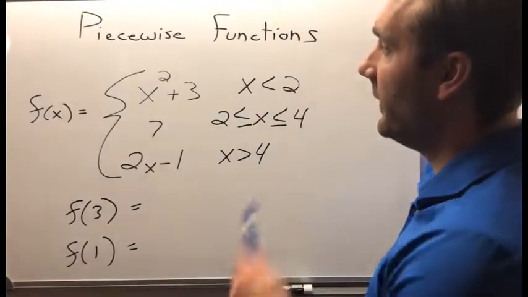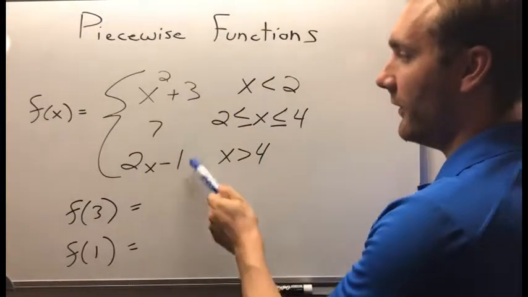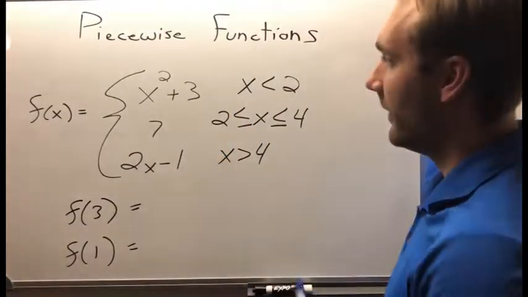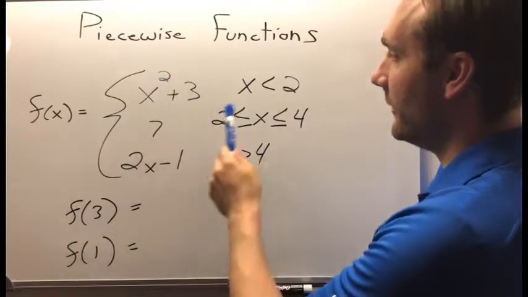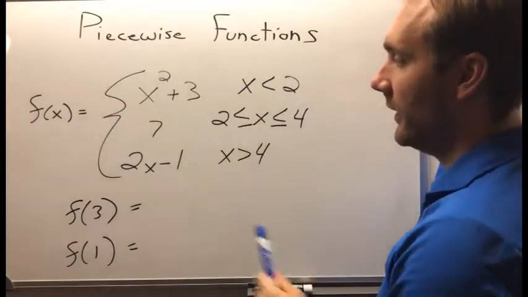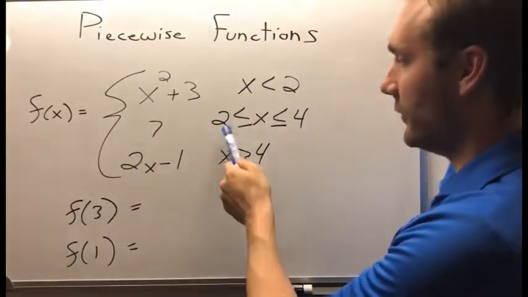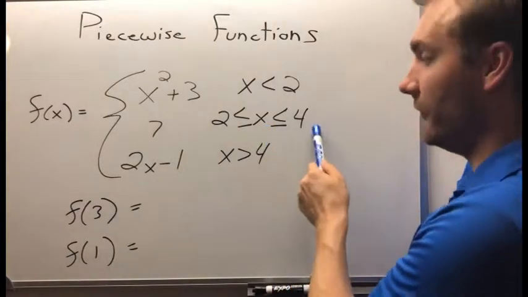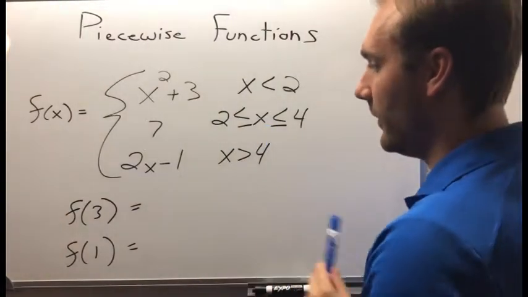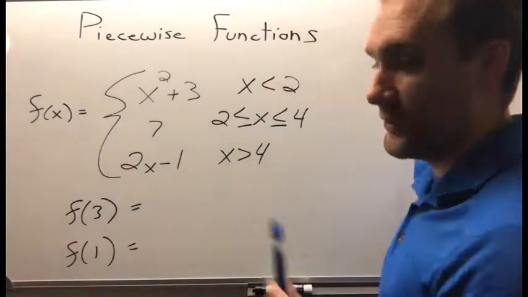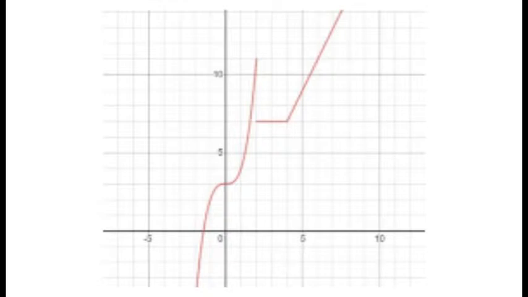Okay, let's look at this piecewise function. Notice this piecewise function has 3 parts to it. This first part here, x squared plus 3, is where x is less than 2. This other part, 7, is where 2 is less than or equal to x, which is less than or equal to 4. And the last part, 2x minus 1, is where x is greater than 4. As you see here, this is what the graph looks like.